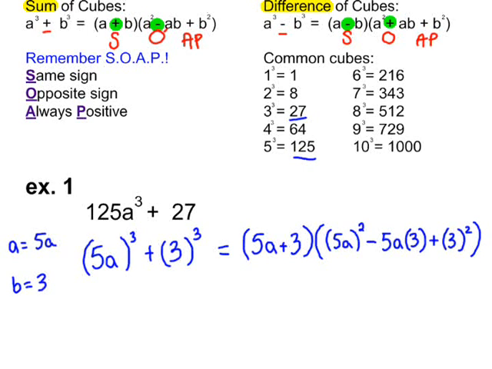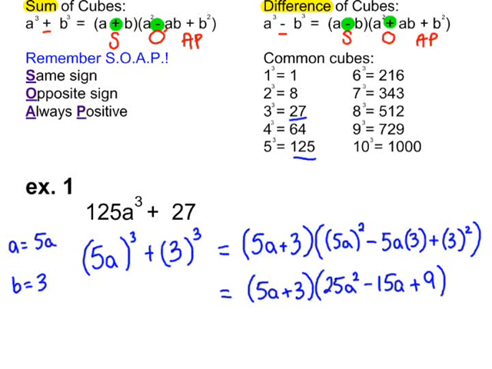Now it's time to simplify where possible. So if we look at this first binomial, there's not really much we can do here, so we'll just drop everything down. But in the trinomial, I have 5A squared, and when I can do that, 5 squared is 25, A squared is A squared. In the middle, negative 5A times 3 is negative 15A. And lastly, we've got 3 squared, and we know that that is 9.